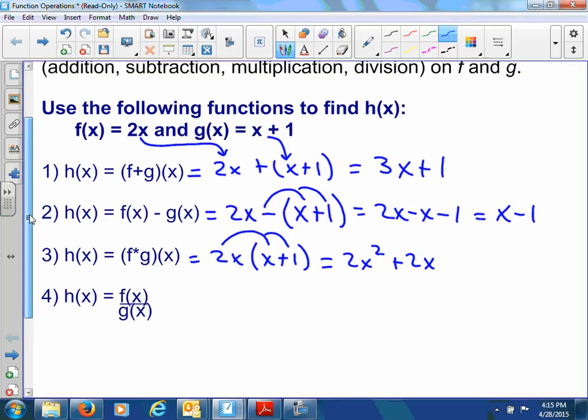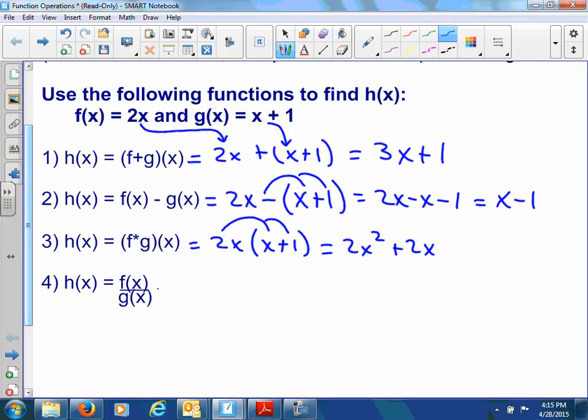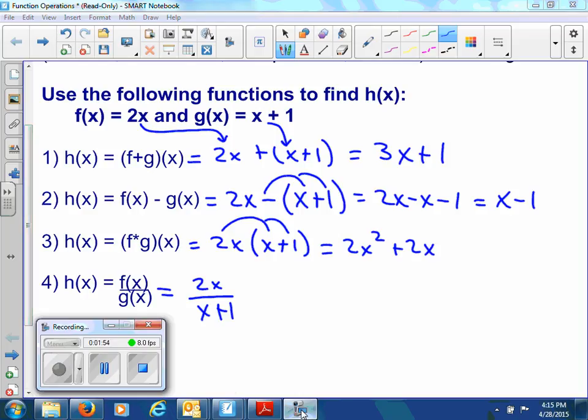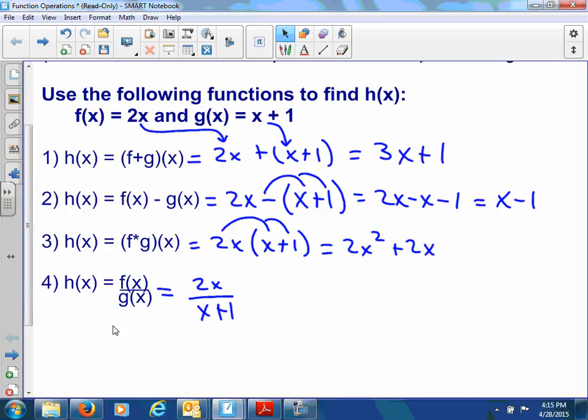The last operation we can do is division. F of x, which is 2x, divided by g of x, which is x plus 1. You'll be happy to know that you do not have to actually divide it, you only have to simplify them. There's nothing here that can be simplified, so that's all we have to do with number 4.